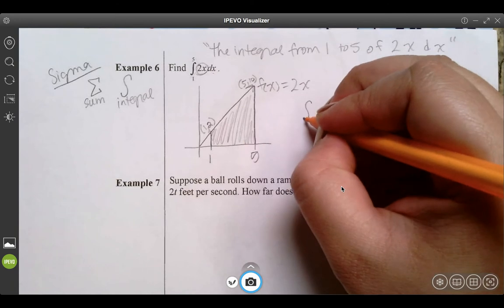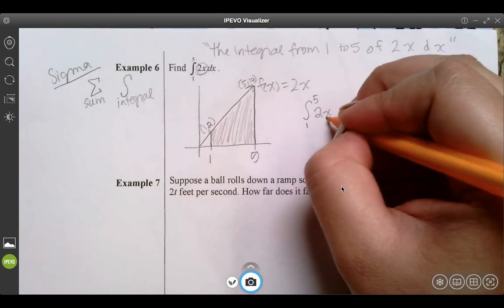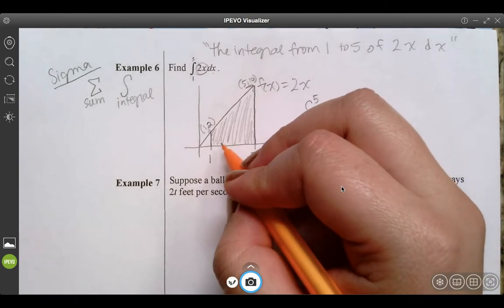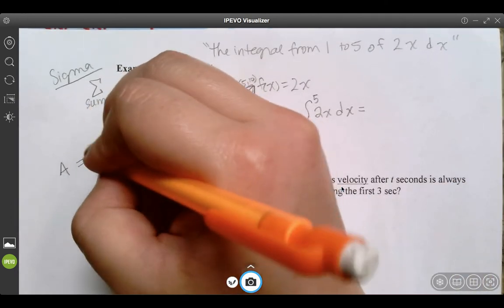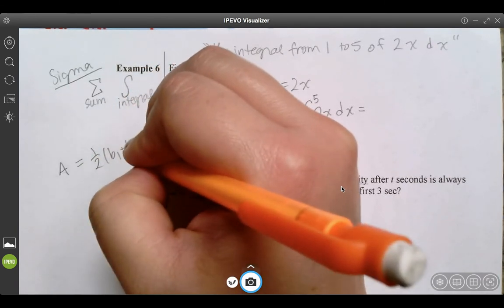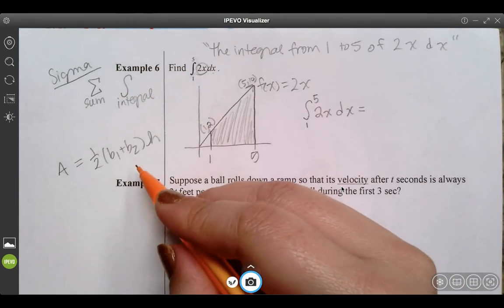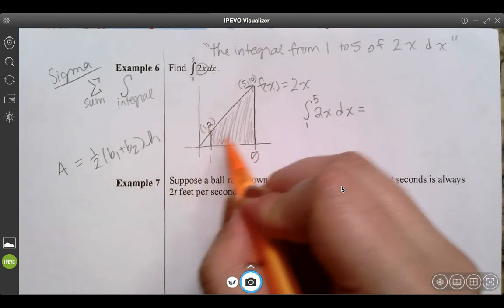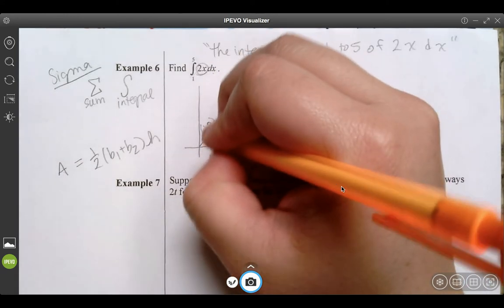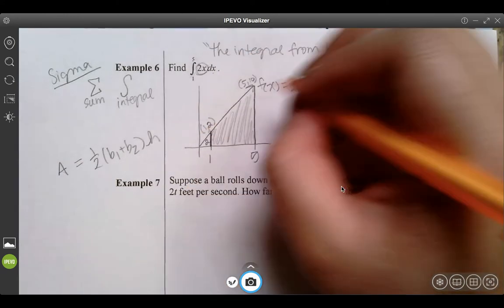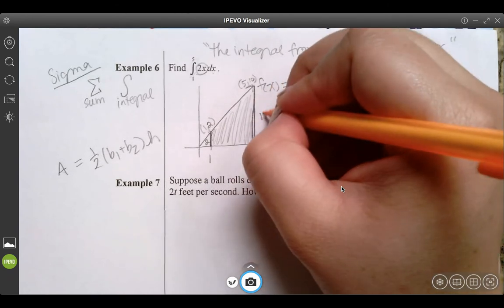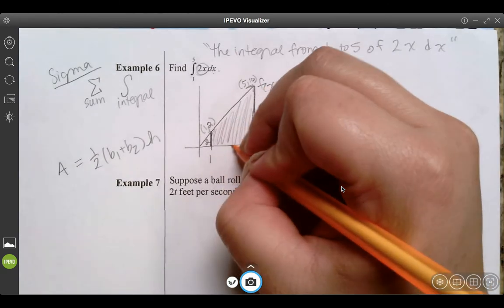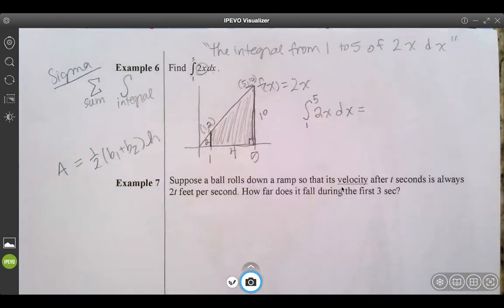So the integral from 1 to 5 of 2x dx equals the area of a trapezoid. If we need a reminder, the area of a trapezoid is 1/2 base 1 plus base 2 times height. And the bases have to be parallel. So where are my bases? Well, these cannot be my bases because they're not parallel. These have to be my bases. So this base has a length of 2. This base has a length of 10. And the height, which is perpendicular, has a length of 5 minus 1, which is 4.